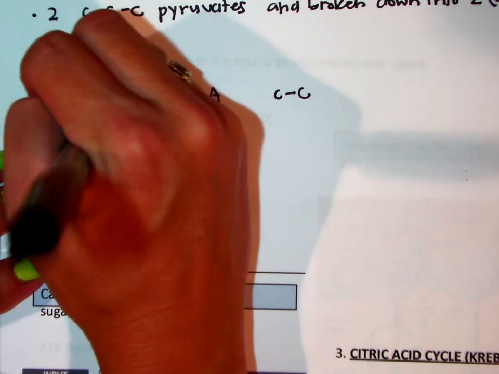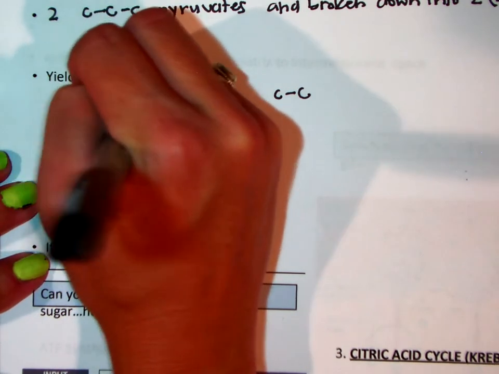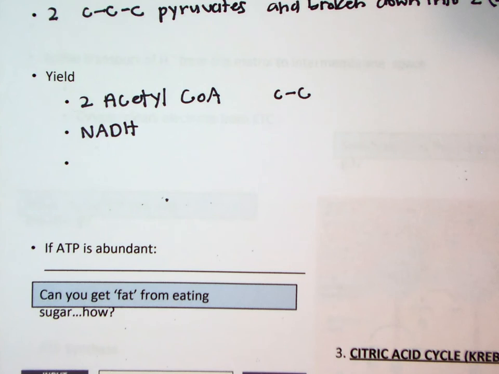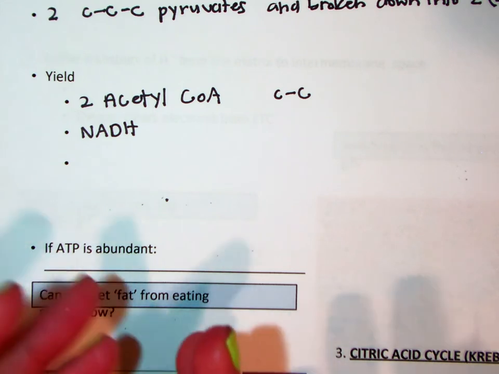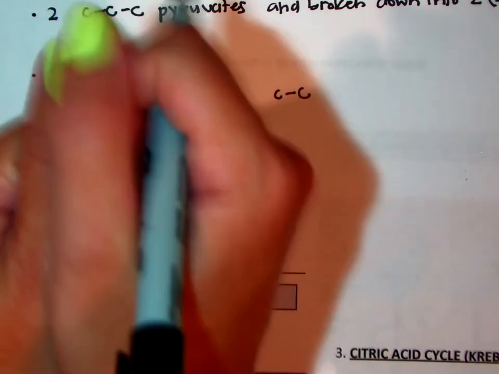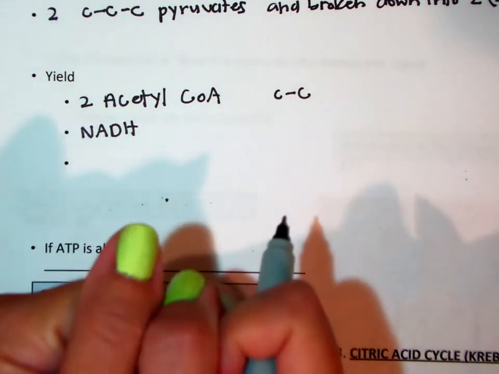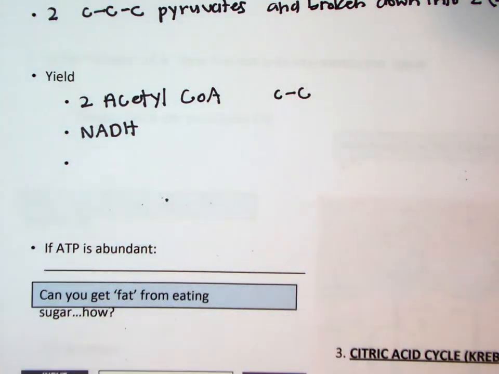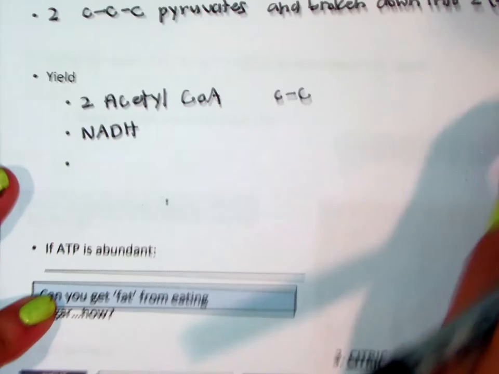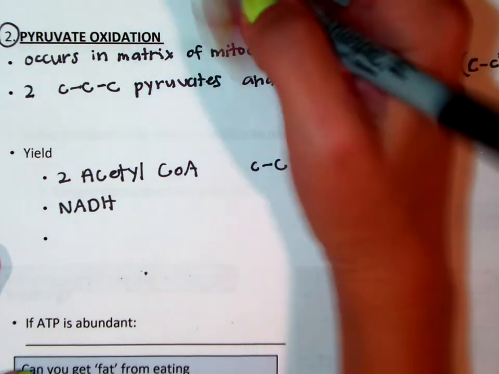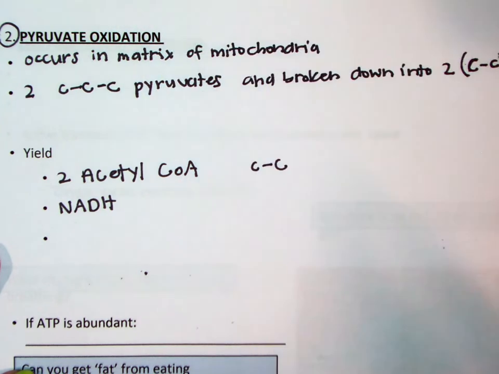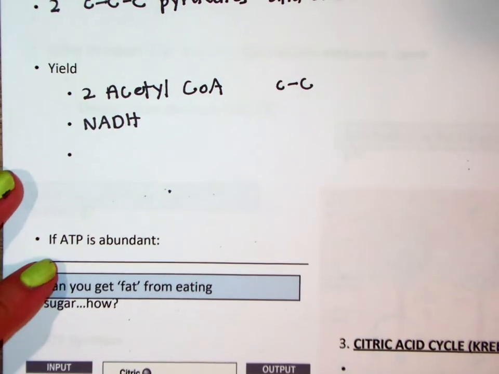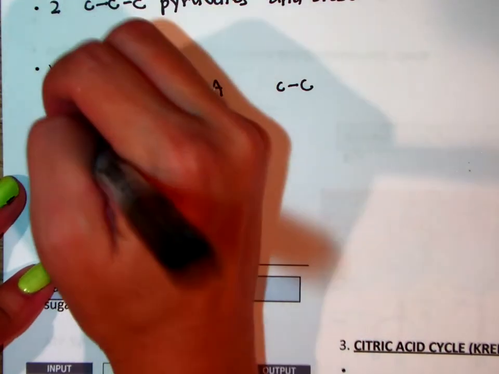We get a little more NADH. So as a result of those carbon-carbon bonds breaking, we're going to have some electrons, we're going to have some hydrogen ions. The NADH is going to grab it, hold on to it, and save it for later. And those 2 carbons that were broken off right here, that's CO2.